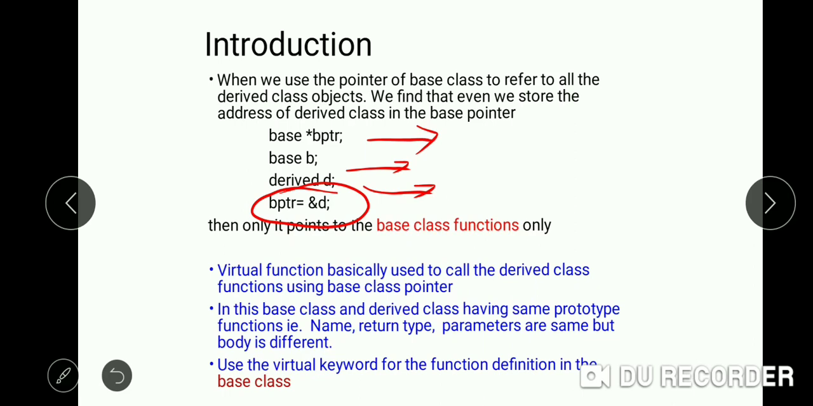In this, the base class and derived class have the same prototype for the particular function, that is, the name of the function, return type, and parameters are the same, but the code written inside the function is different. So we have to attach the keyword virtual to the function definition which is written inside the base class.